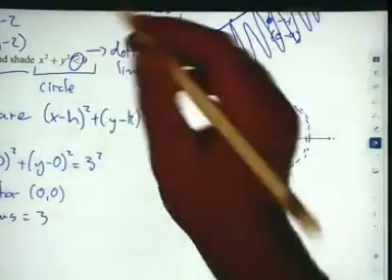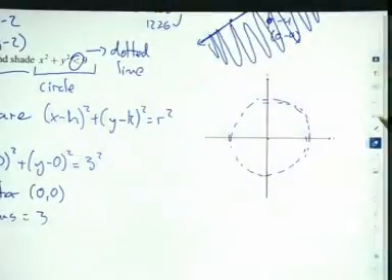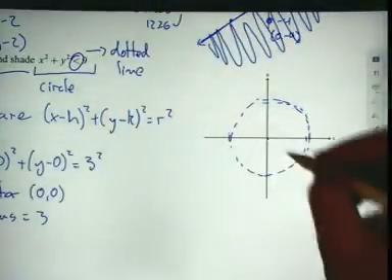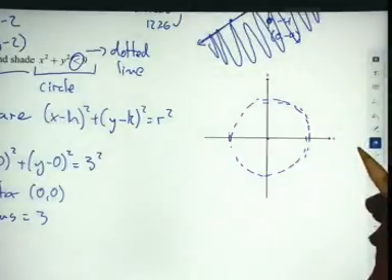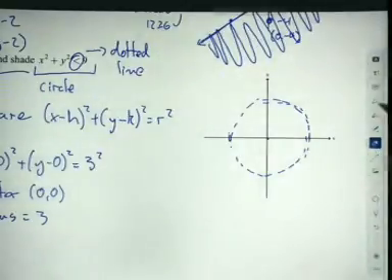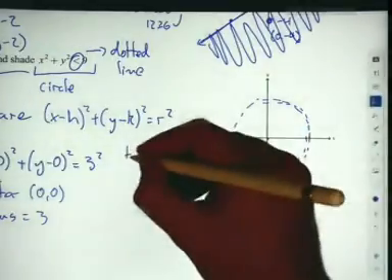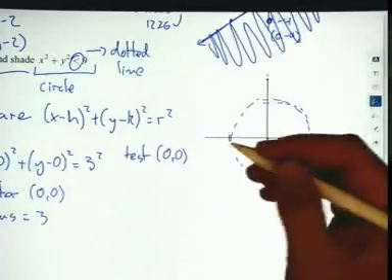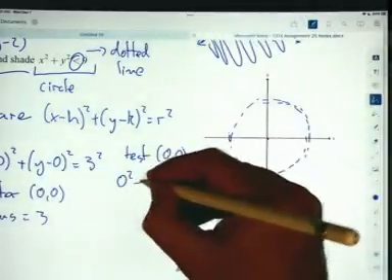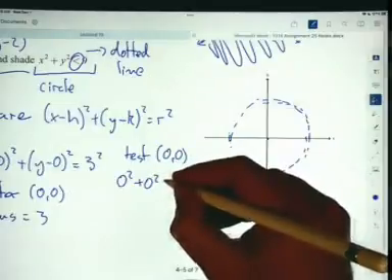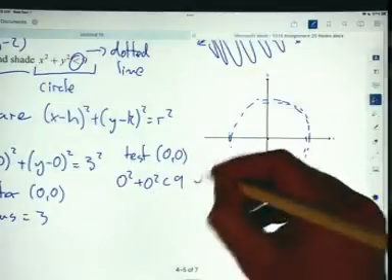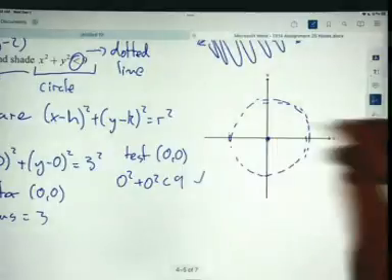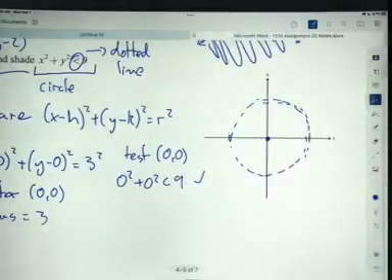Now, less than. Where do I shade? Do I shade out here or on the inside? Well, pick a test point. The easiest test point that I find is 0, 0. 0 squared plus 0 squared, is that less than 9? Yes. So pick an easy test point to prove for yourself that you're going to shade on the inside.